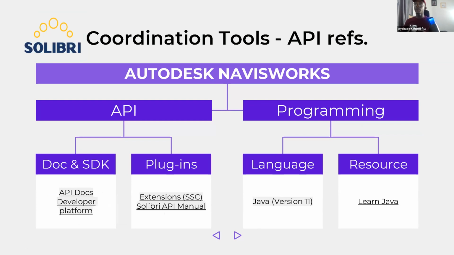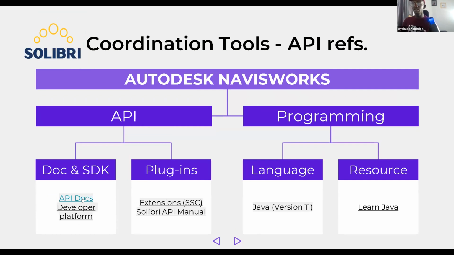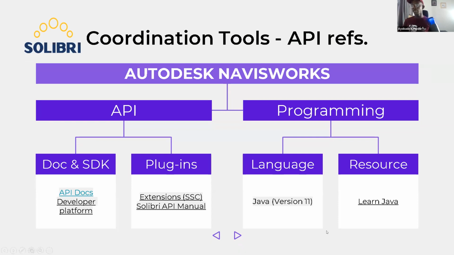Now, Solibri is another coordination tool. Oh, sorry about the typos, it's Solibri. Yeah, it has API docs online. They call it the API developer platform. It uses what programming language now? It uses Java. It has manuals where you can learn how to navigate through the API, and many other tools where you can learn how to build plugins and extensions.